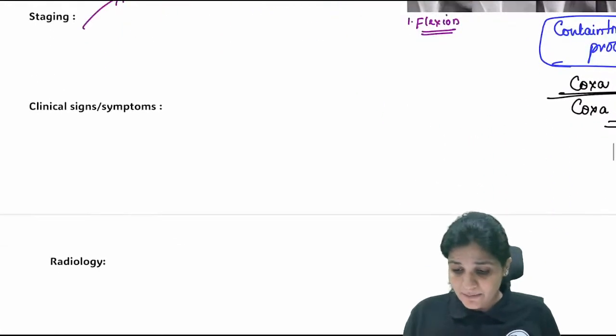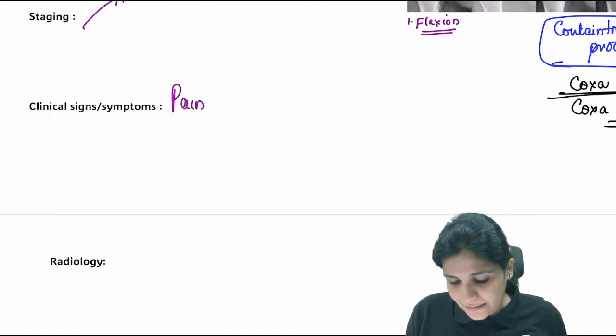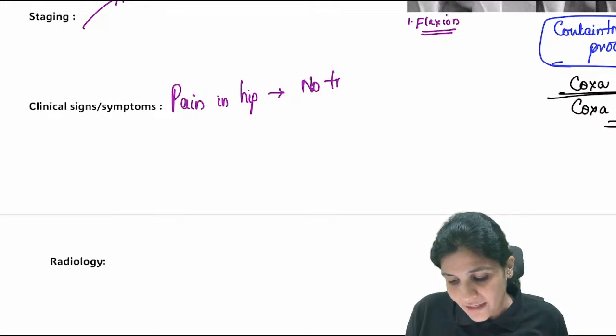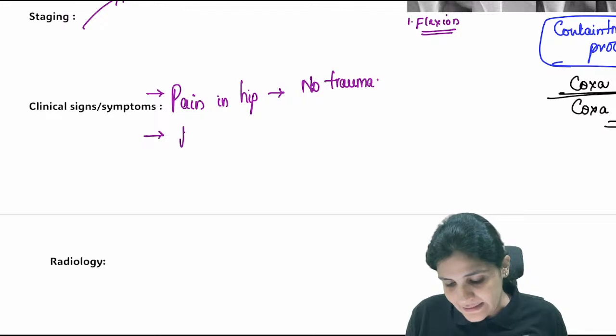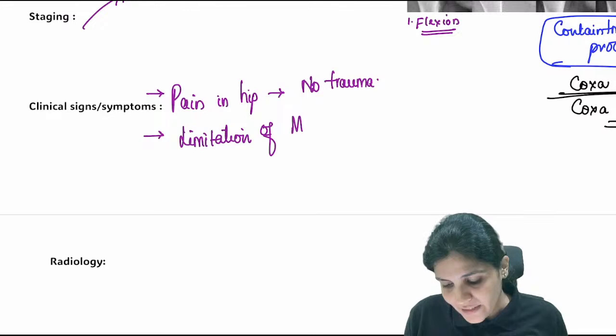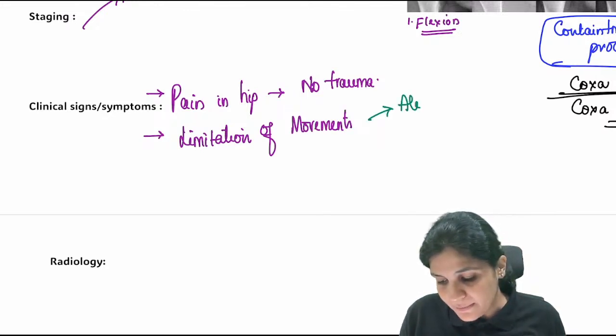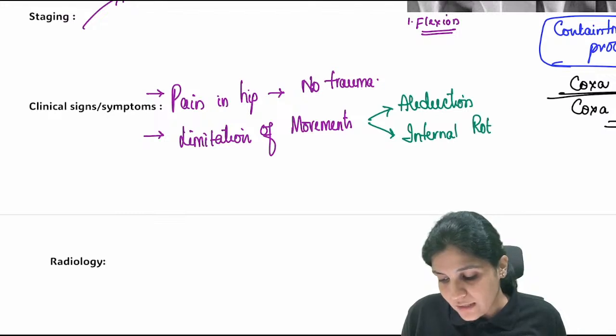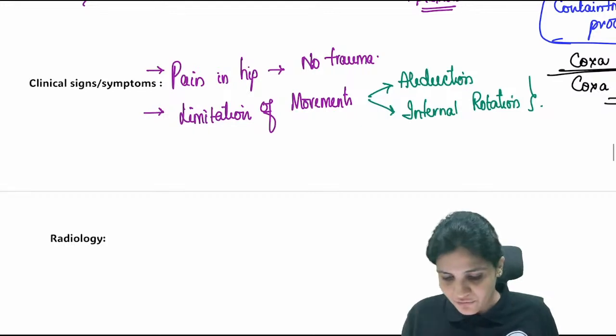And now how does the patient come to you? The patient will come with pain in the hip, and there will be no trauma associated, and you will see that there is a limitation of movements. So what are the movements which are limited here? The patient will not be able to abduct, and internal rotation. So these two are important things which are painful for the patients. Abduction and internal rotation.